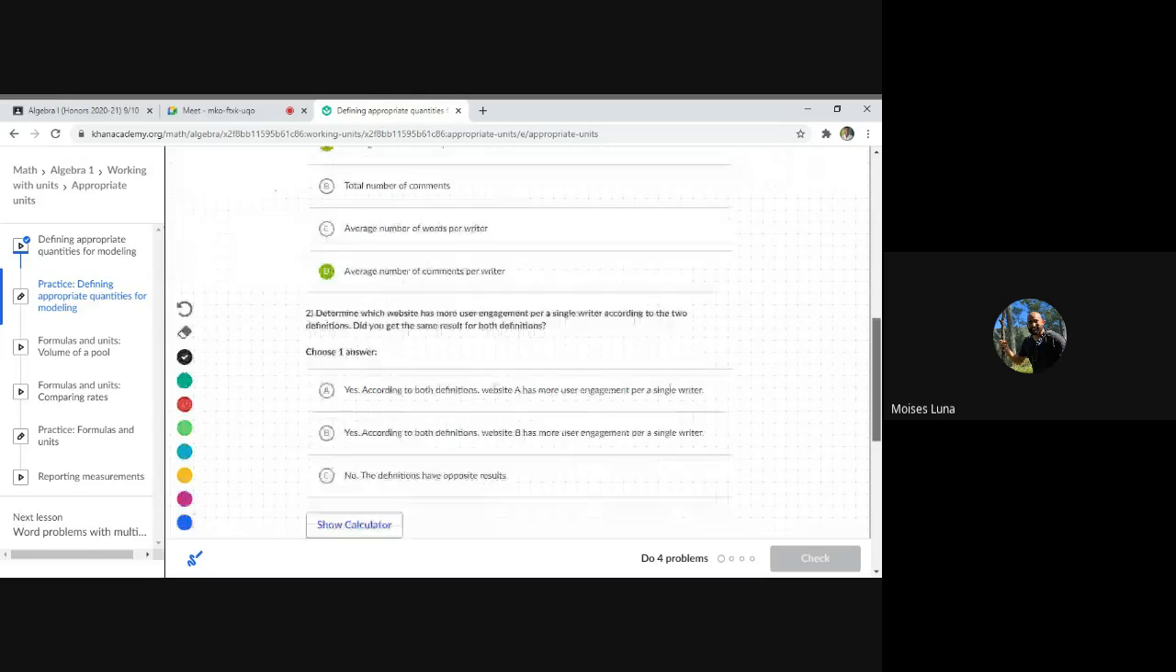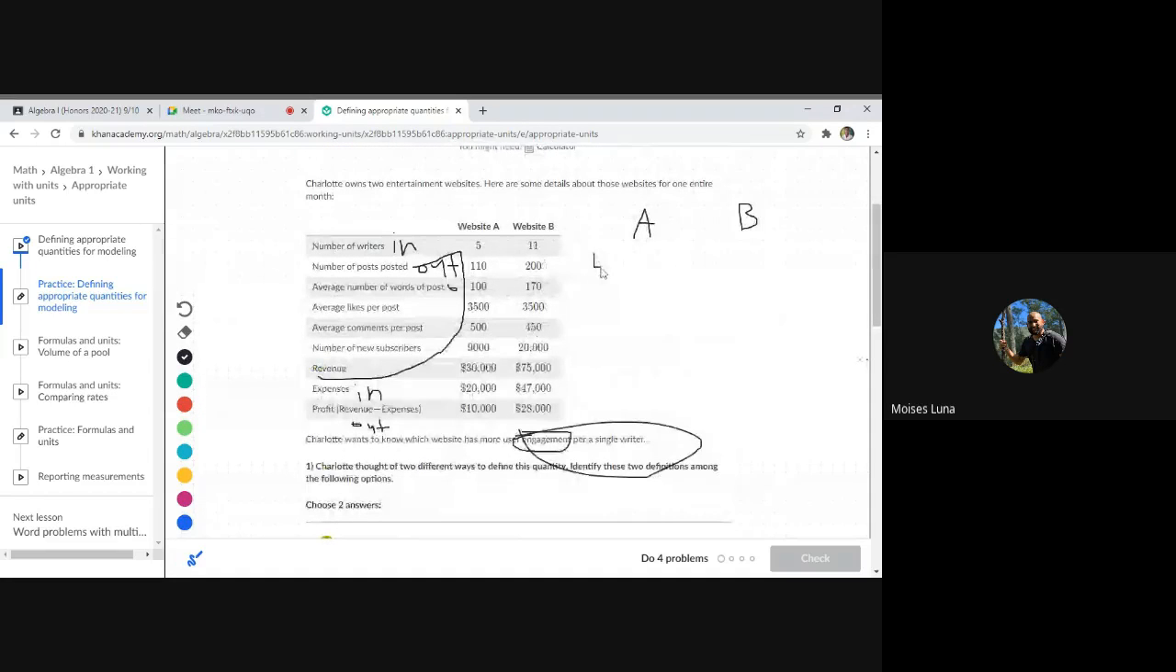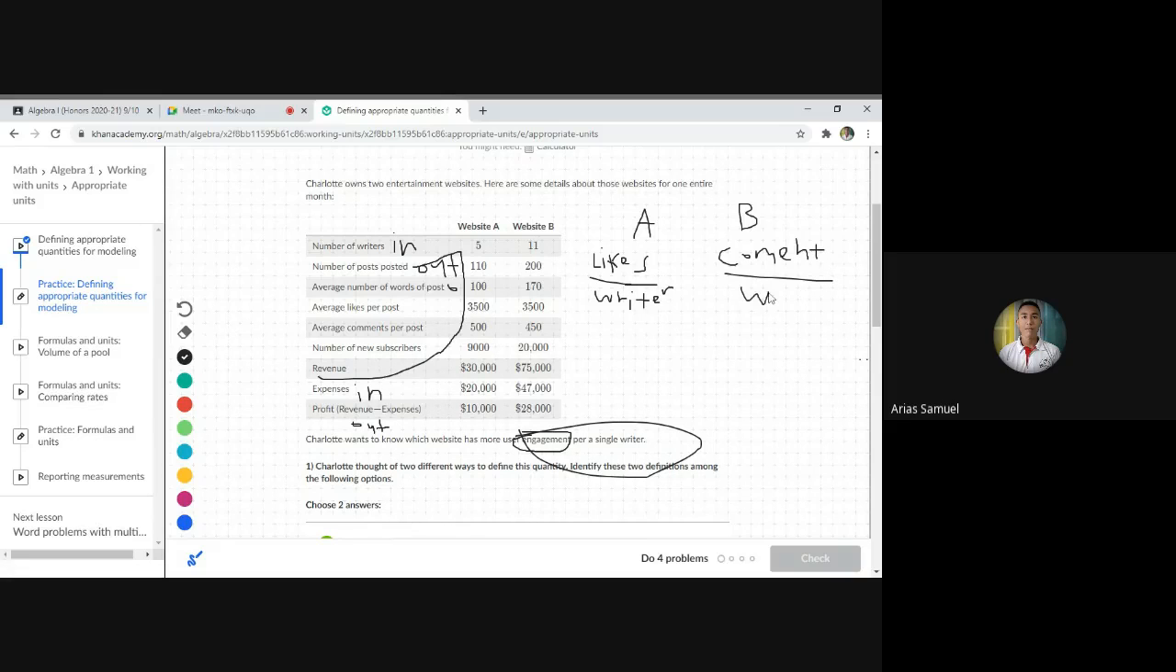But if, for instance, on the first formula, likes per writer on website A is bigger than likes per writer on website B, but website B's comments per writer are bigger than website A's, then you have opposite results, and you need to determine what to do here. And then we have comments per writer. Let me just write it like this so people can understand quickly. That's comments over writer. Very good. Okay, there we go. We got it.